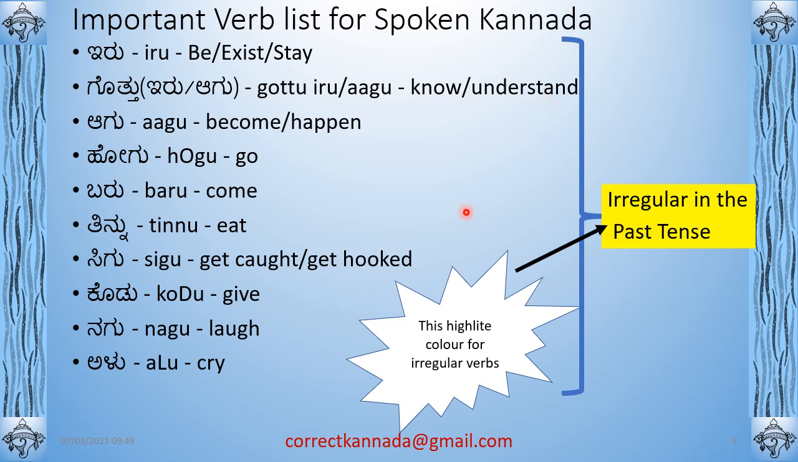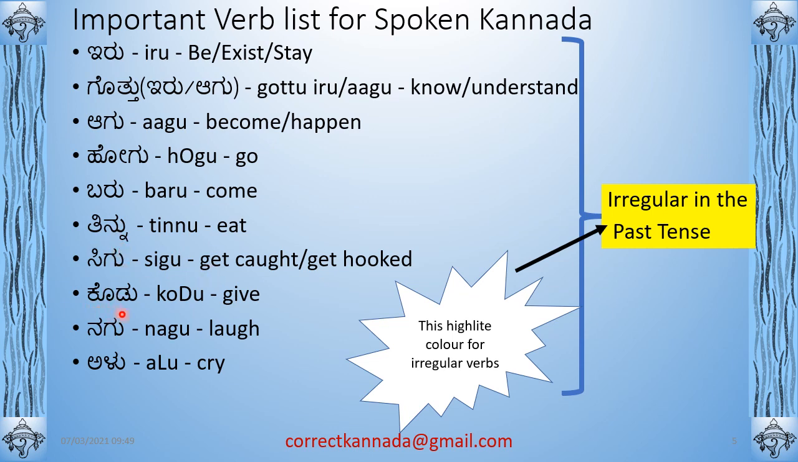Again, with irregular verbs, the suffixes added to get the tense will change. You will not have a specific formula, even though iru is u-ending. Gottu is u-ending. Gottu by itself, you can say in colloquial form, Nanage gottu means I know. But the full form is Nanage gottide, I know. Then you have the agu verb. Then we have the hogu verb. Then we have the baru verb. Hogu is go, baru is come, tinu is eat, sigu is to get caught, get hooked. Sigu also means to get something.